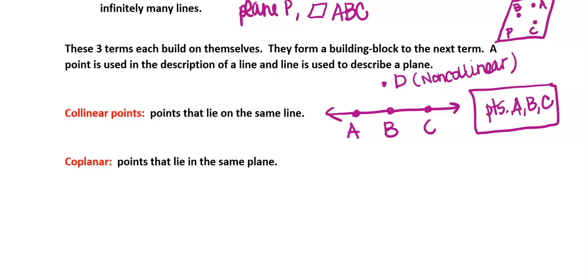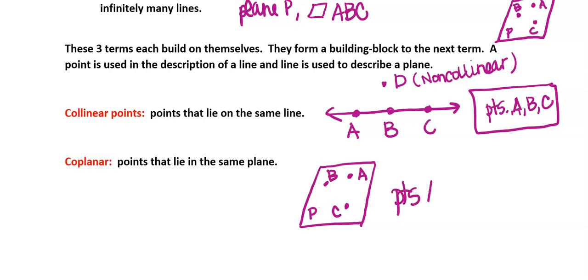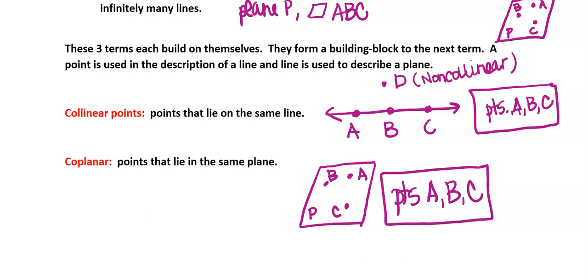When you're looking at a coplanar set of points, those are all points that are in the same plane. So let's call this plane P, and I'm going to draw that same picture that I had on the other example. Points A, B, C are all coplanar points. We'll have an example of a non-coplanar point in the next example.